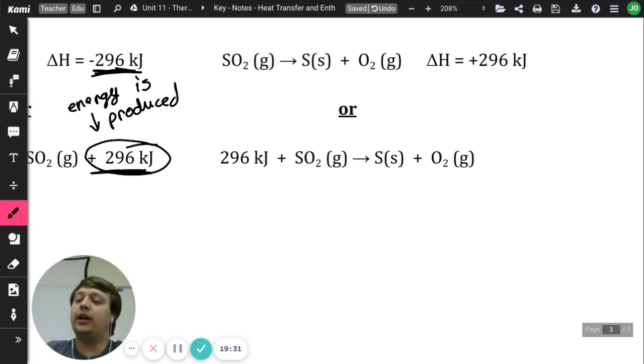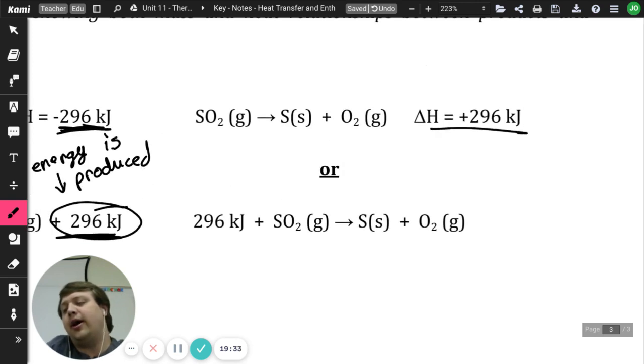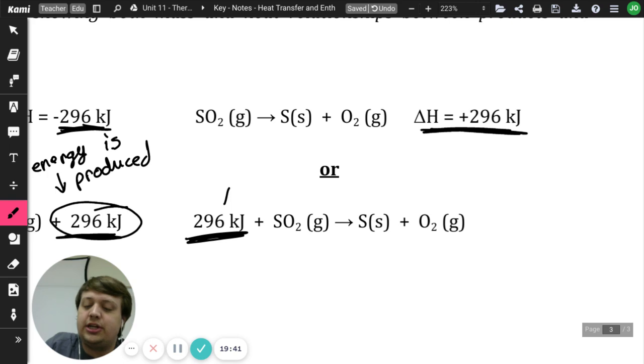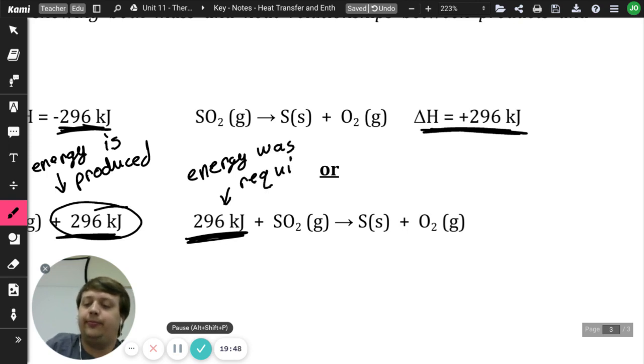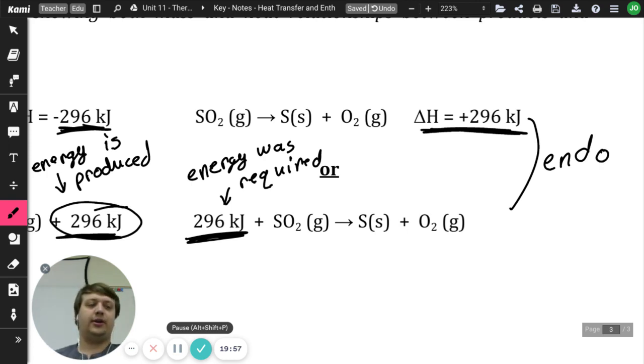Okay, now looking at this reaction, now we've got a positive change in heat. But again, I could rewrite it with my heat on the reactant side. Well, if my heat's on the reactant side, that means that energy was required. Or we could say that it was absorbed or it entered that reaction. And so we would call this an endothermic reaction.